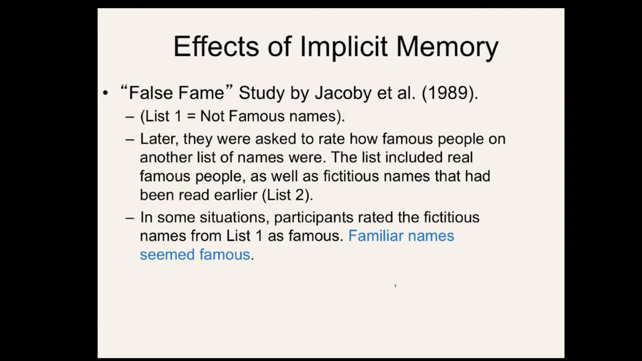Some memory errors are the result of implicit memory problems. The false fame study is one example. Just reading a made-up person's name can later on lead us to think that the name belongs to a famous person. First, participants were given one list, list 1. There were no famous names on this. They just read through the list. Later on, they were asked to rate how famous people on a second list of names were. The list included real famous people as well as fictitious people. In some situations, participants rated the fictitious names, the fake names from list 1, as if they were famous.